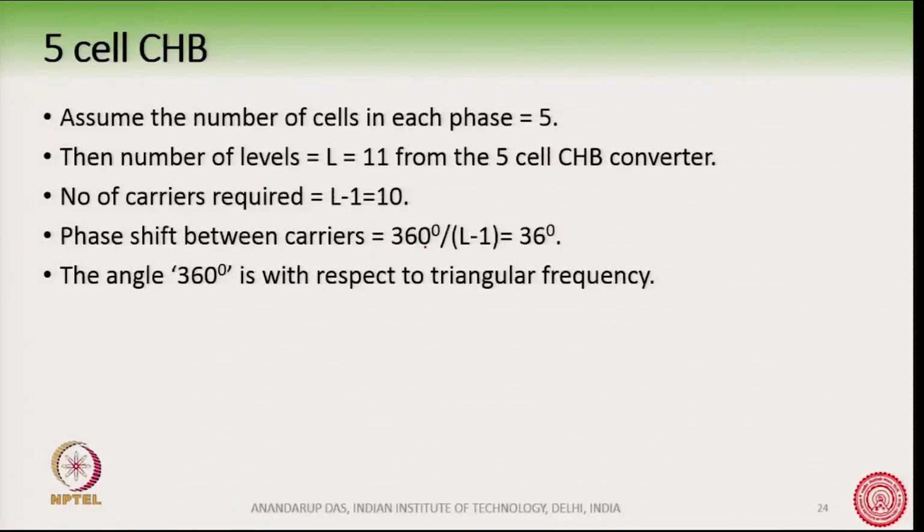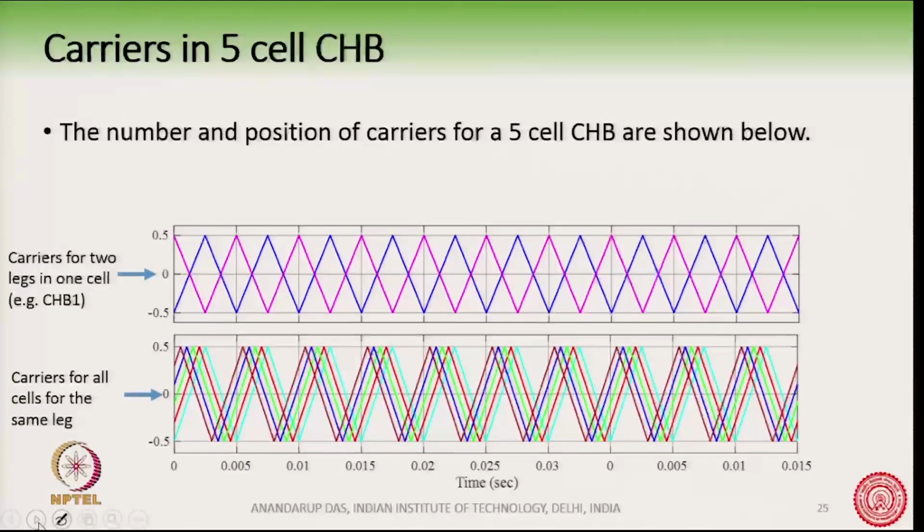We will require L minus 1, that is 10 carriers here, where the phase shift between the carriers is 360 degree divided by L minus 1, that is equal to 36 degree. Okay. So, this is the phase shift which is required between the carriers. Now, this angle of 360 degree is with respect to the carrier or the triangle frequency. We must keep this in mind. So, let us see what I am talking about here.